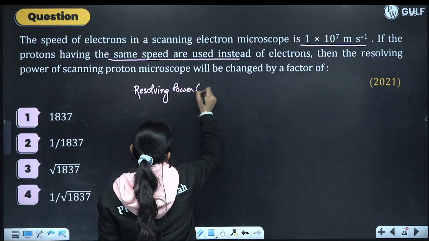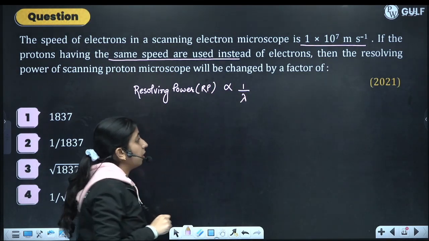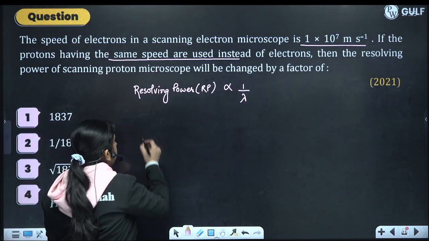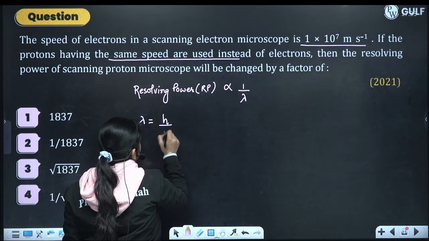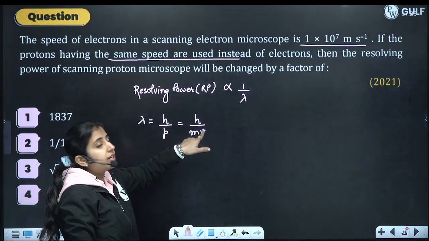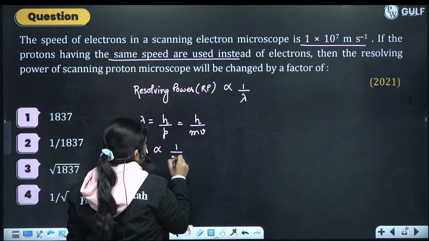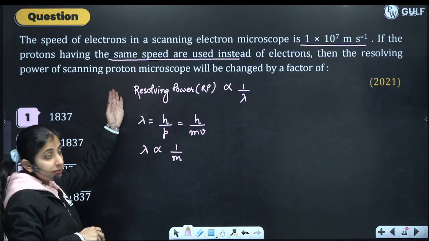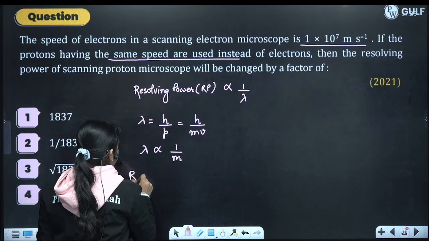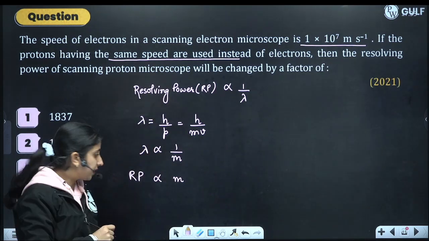Resolving power is inversely proportional to lambda. We know that lambda is equal to h by p, which is h by mv. Mass is different, but speed is the same. So lambda is inversely proportional to m, because they have given us the same speed and h is a constant. So resolving power is directly proportional to m.